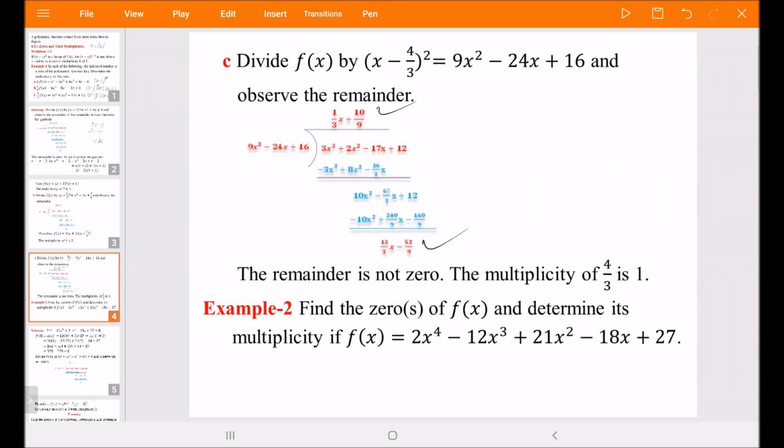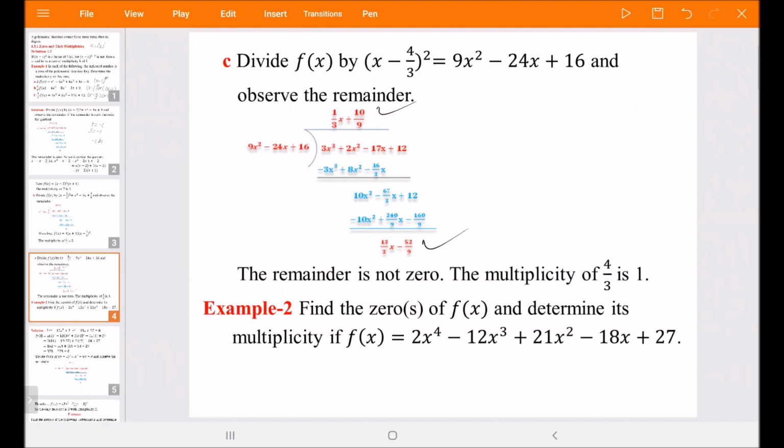Example number 2: find the zeros of f of x and determine their multiplicity if f of x is equal to 2x to the power of 4 minus 12x cubed plus 21x squared minus 18x plus 27. Actually, I already saw this problem before coming here.